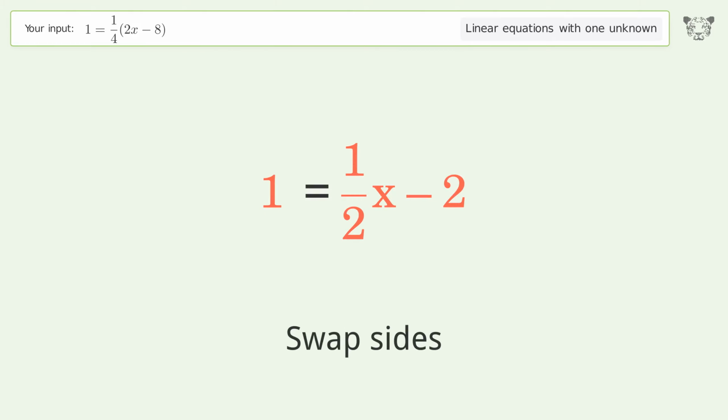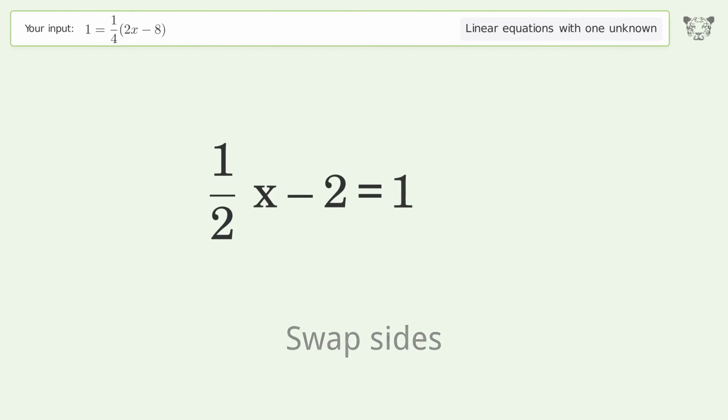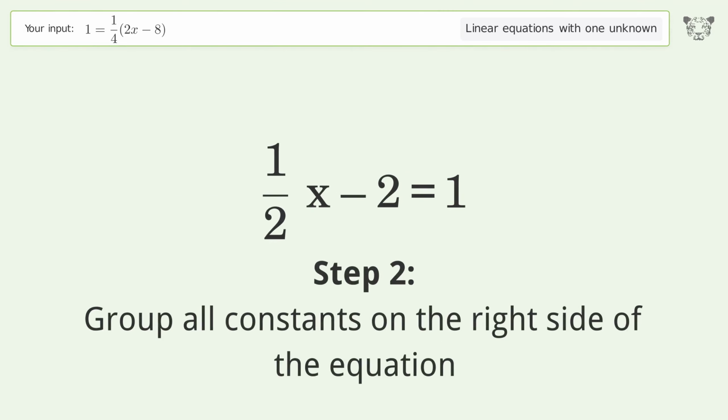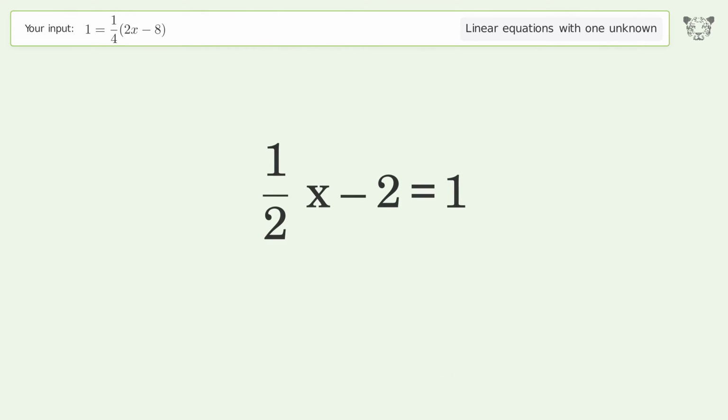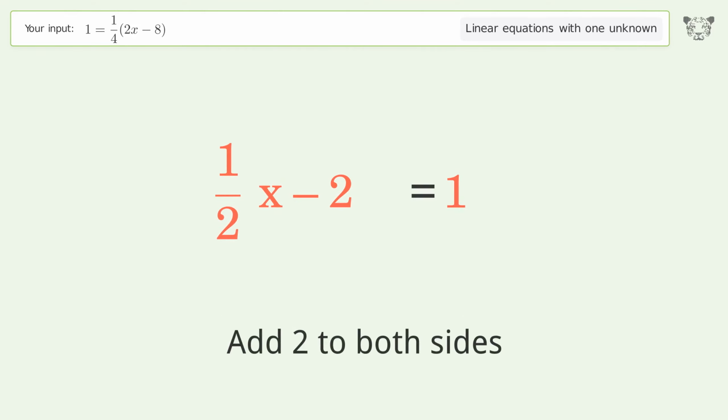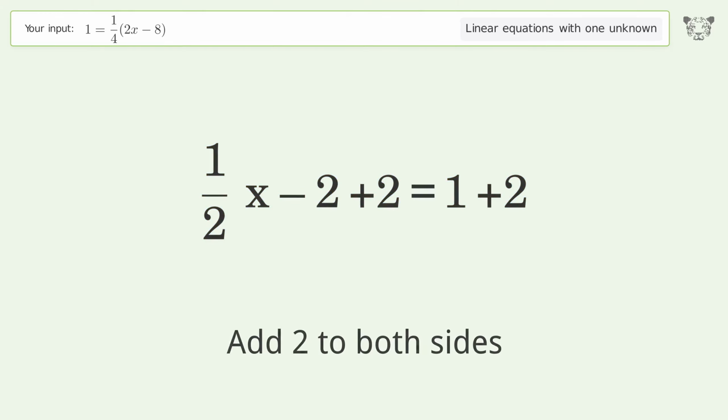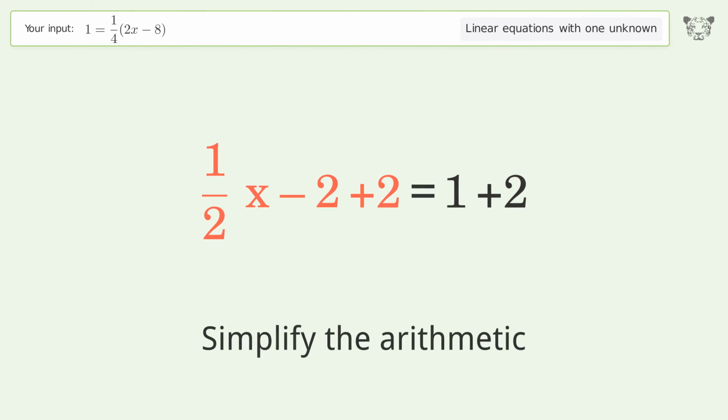Swap sides. Group all constants on the right side of the equation. Add 2 to both sides. Simplify the arithmetic.